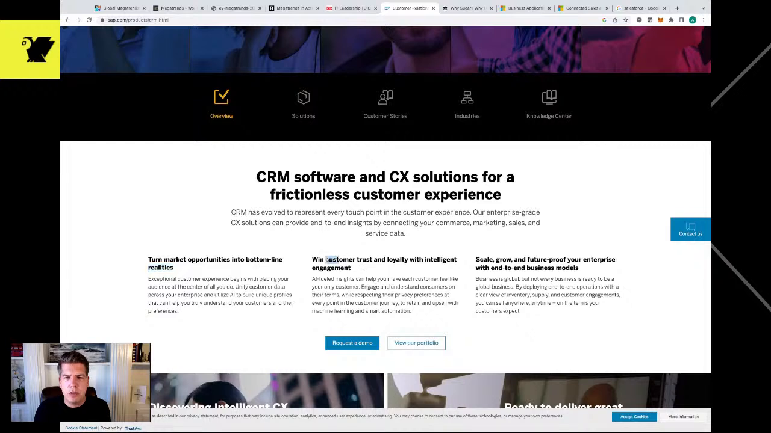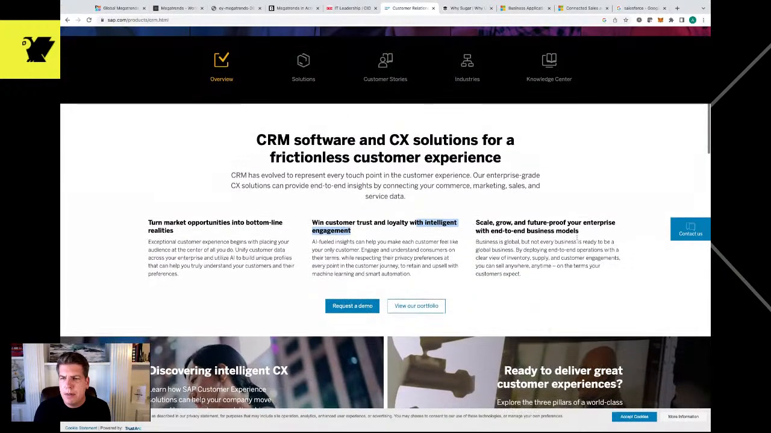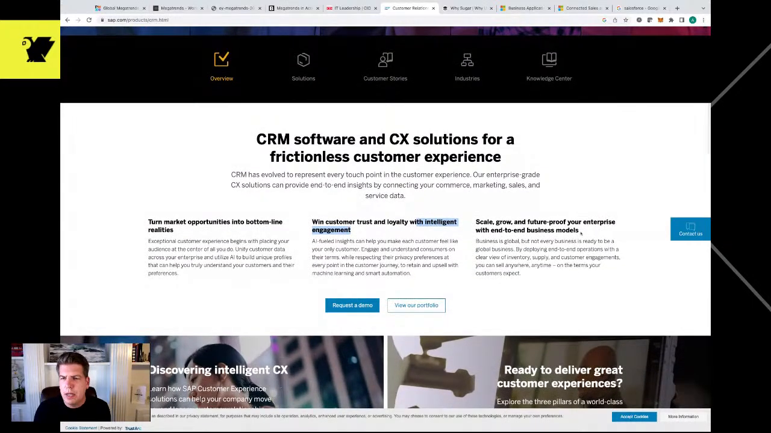Okay. Win customer trust and loyalty with intelligent engagement. So again, that's lead, that's engagement, that's lifecycle engagement. That was a new thing that was emerging in customer experience after 1999, but it is certainly important. Future-proof your business and then business models.